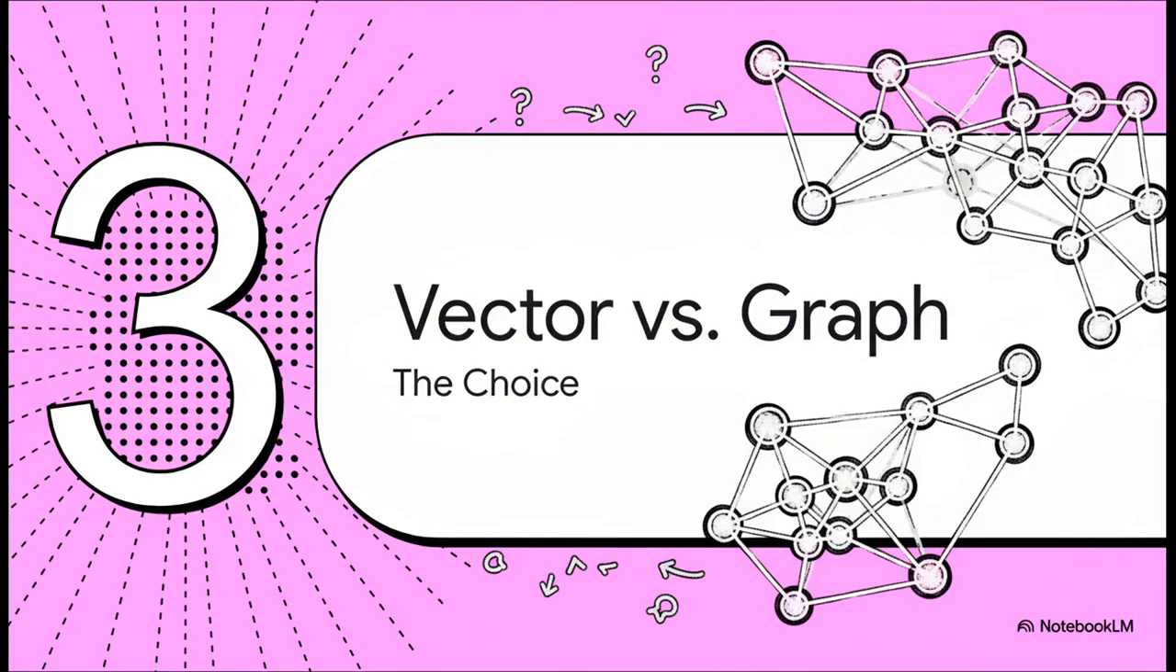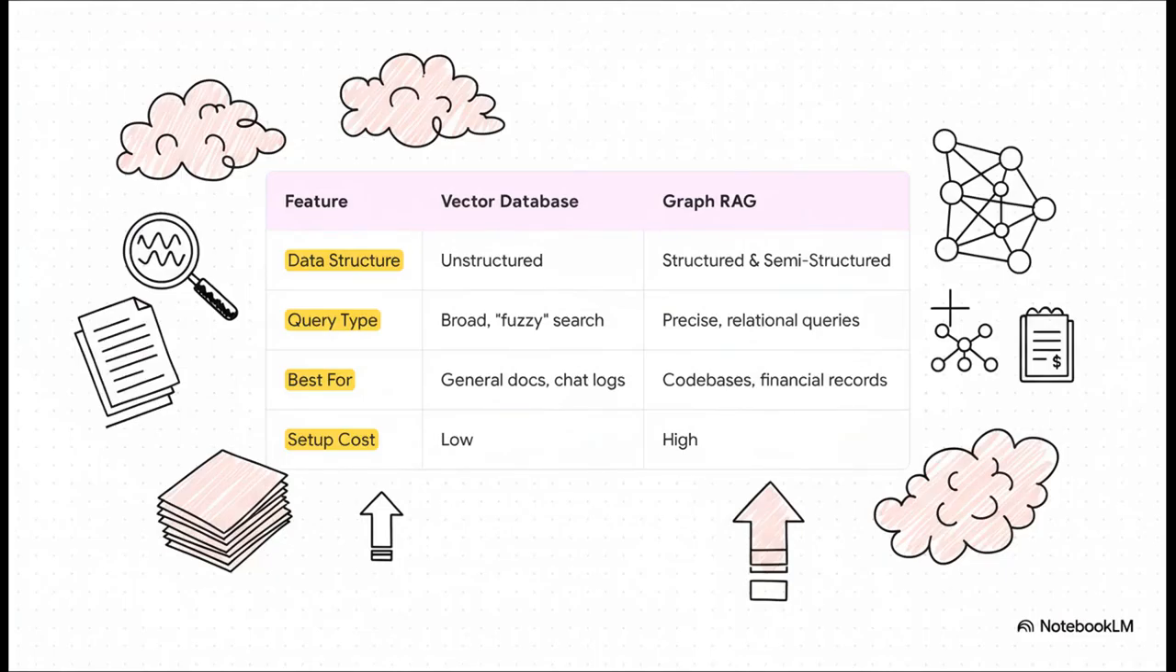So now we have these two very powerful, but also very different ways of thinking about AI memory. Which one should you actually use? Well, let's put them head to head. The choice really boils down to what you're trying to do. As you can see here, vector databases are your champion for messy, unstructured data where you just need a good, broad search. But when you're dealing with highly structured stuff, like a company's code base or their financial records, a graph's ability to run these precise relational queries is just unbeatable. It's that classic trade-off, right? The low cost and ease of vectors versus the high cost, high precision power of graphs.